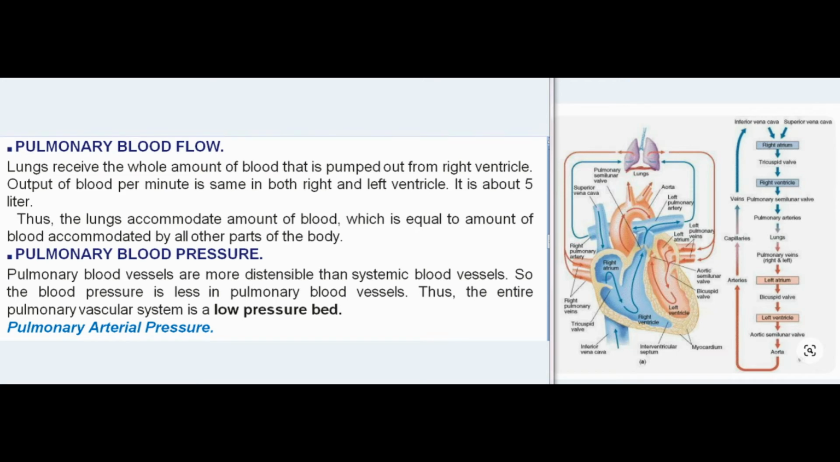Pulmonary blood flow. The lungs receive the whole amount of blood that is pumped out from the right ventricle. The output of blood per minute is the same in both the right and left ventricle. It is about 5 liters.